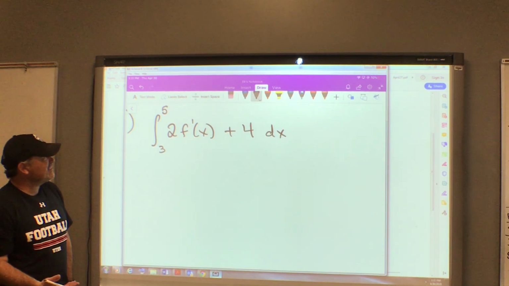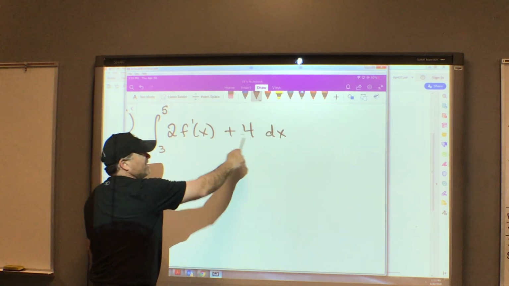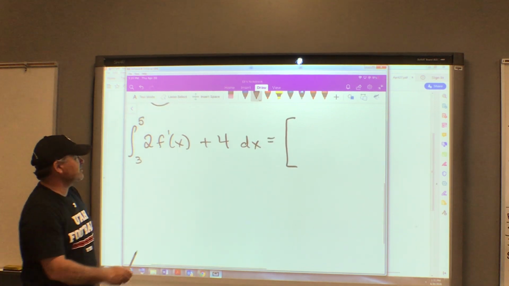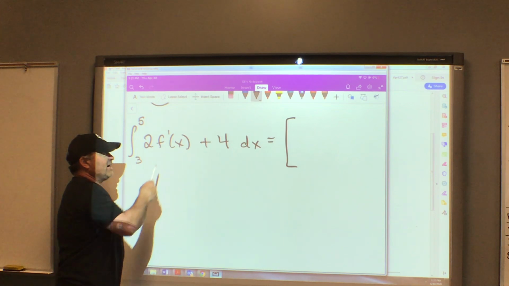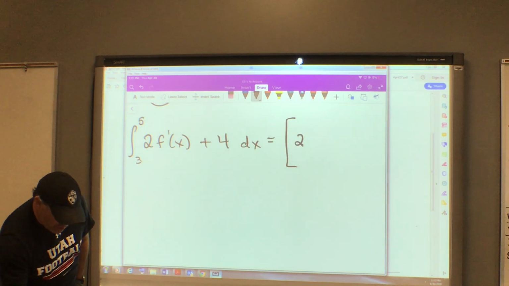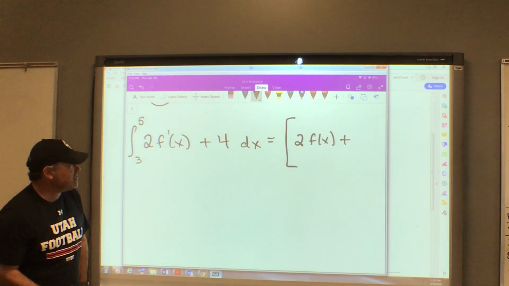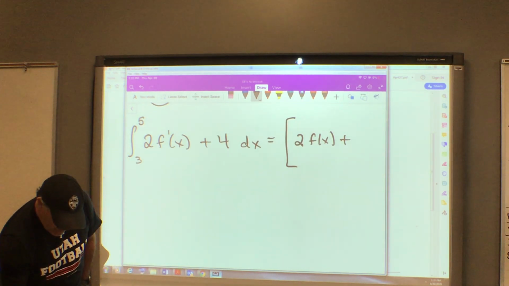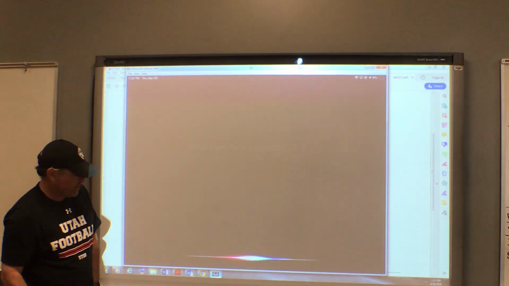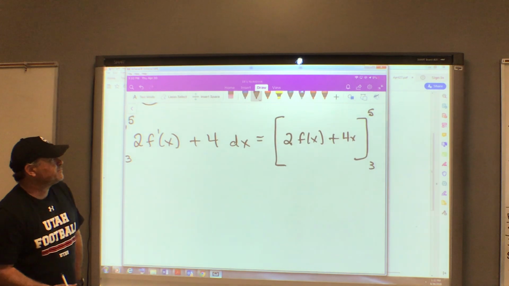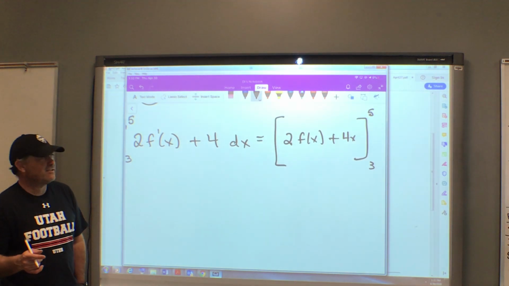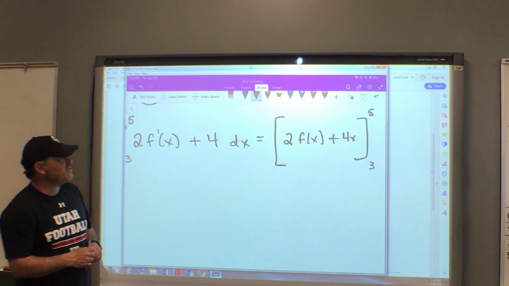What they want to see out of this is, okay, let's integrate this first. So the integral of 2 f prime of x. Well, the integral of f prime is f, so this is going to be 2 f of x plus the integral of 4, which would be 4x, evaluated from 3 to 5. So I believe that was worth a point, something that showed that you could evaluate the integral.